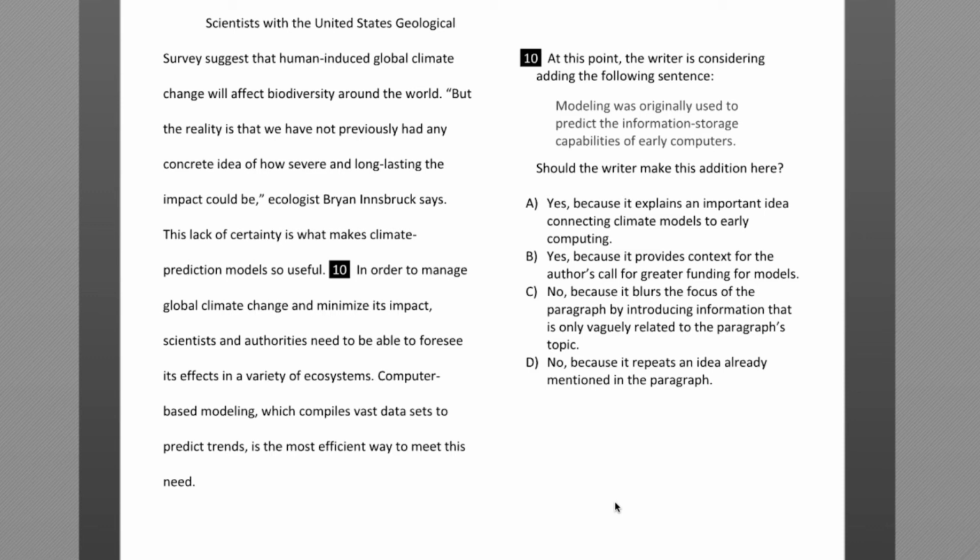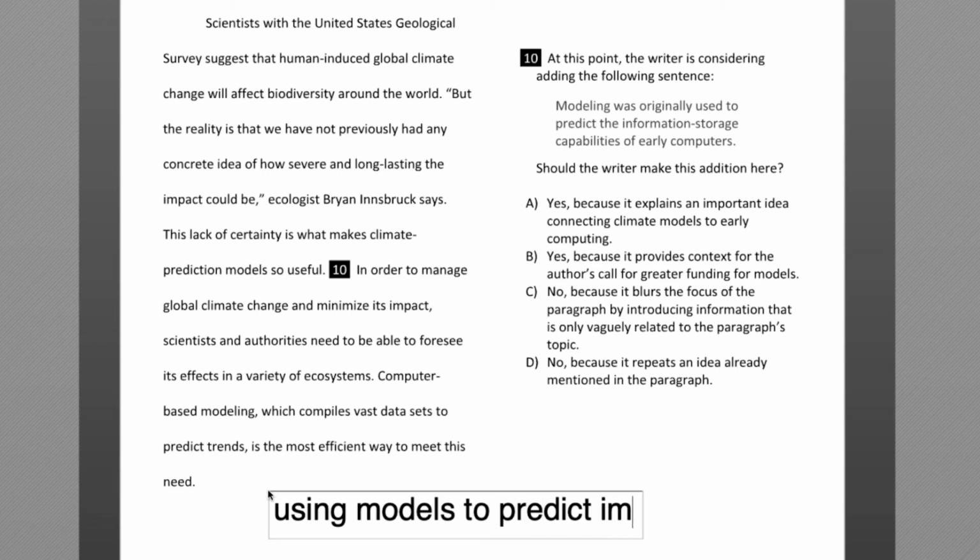All right, and then where that big number 10 is, they're asking us, the writer is considering adding the following sentence: Modeling was originally used to predict the information storage capabilities of early computers. Should the writer make this addition here? Now, we've just read the paragraph, so let's execute step 1, articulating its main point as specifically as possible. Looking at the paragraph again, I think that the main point has something to do with using models to determine the impact of climate change. Using models to predict or determine the impact of human-induced climate change.